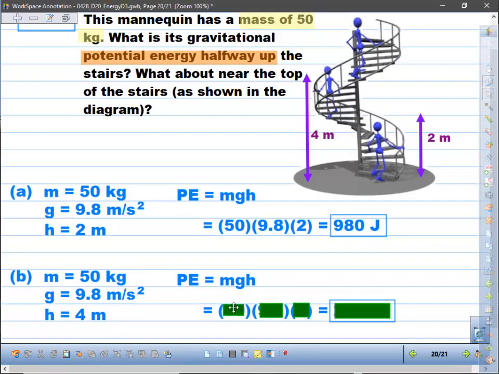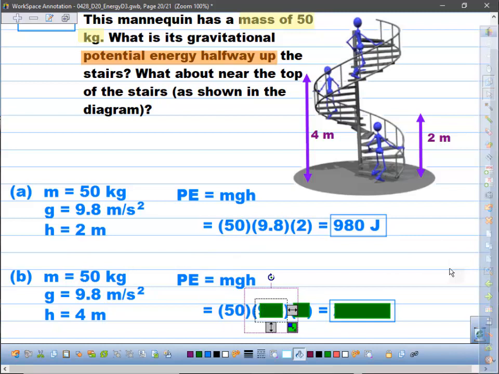Then we plug in our numbers. What number goes here? M is 50. What number goes here? G is 9.8. What goes here? H is 4. 50 times 9.8 times 4.